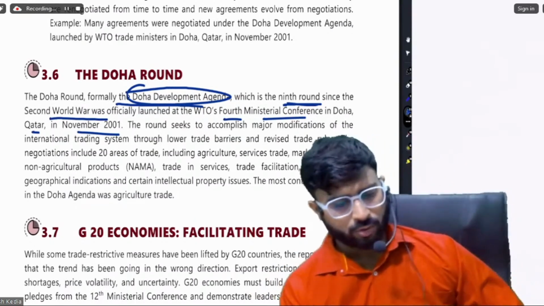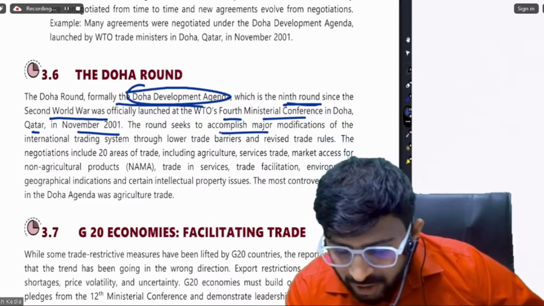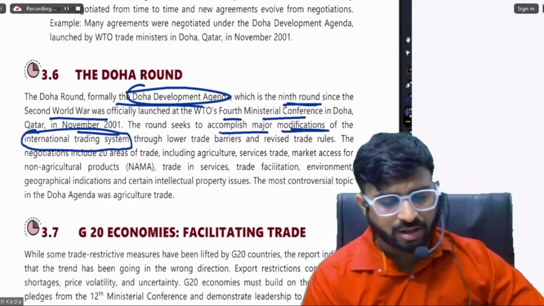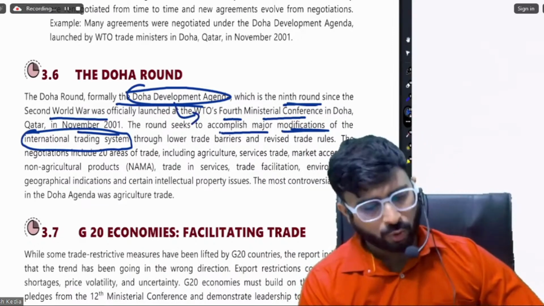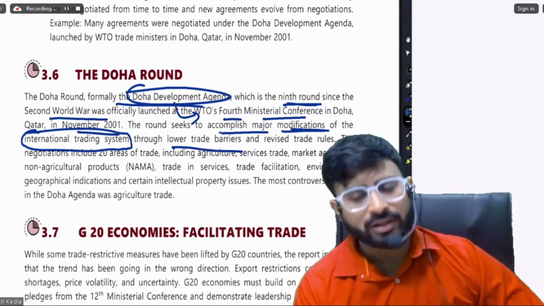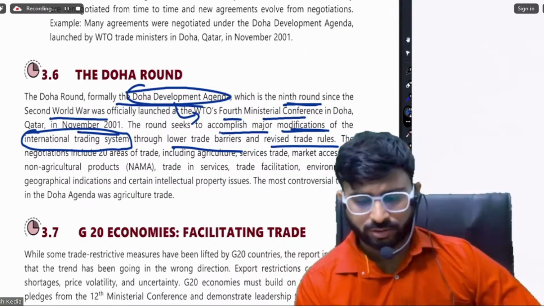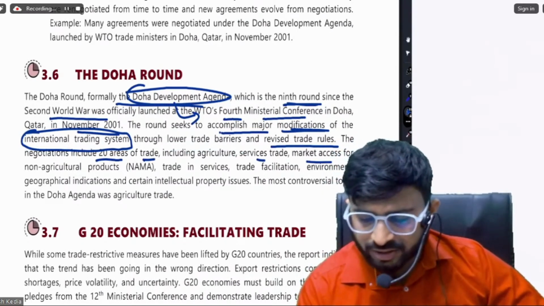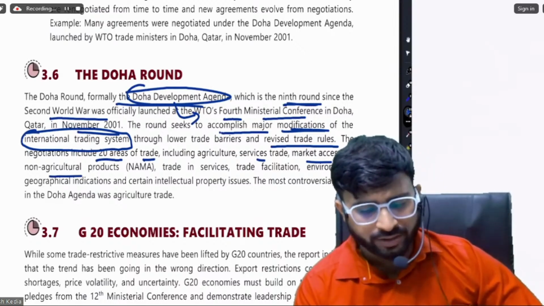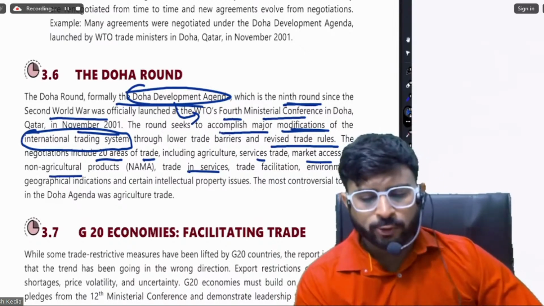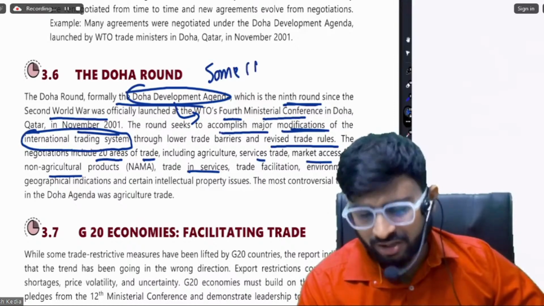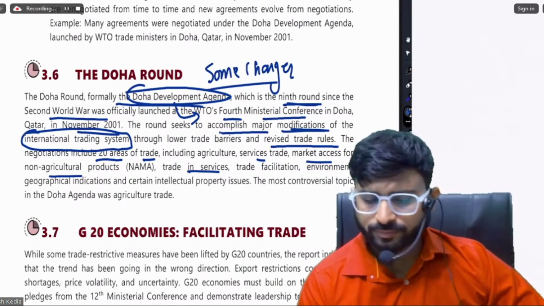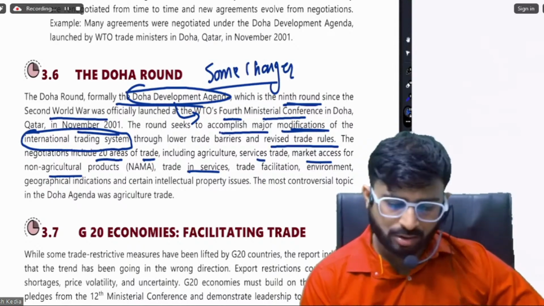What is the goal of the Doha round? The Doha round seeks to accomplish major modifications of international trade, so some changes in international trading. It comes under the WTO only, through lower trade barriers and revised trade rules. The negotiations include 20 areas of trade: agriculture, services, market access for non-agricultural products, trade in services, etc. So some changes are requested internationally. This is the Doha round. Understood, everyone?